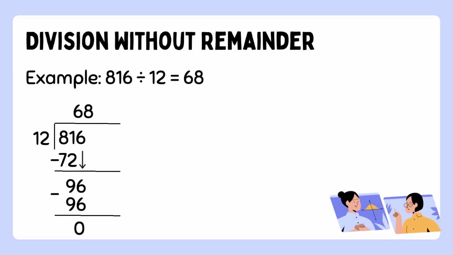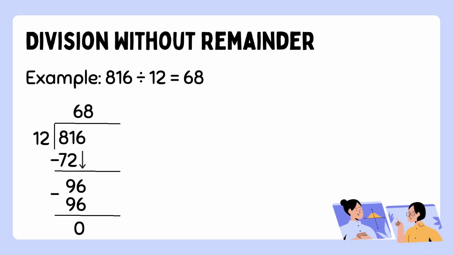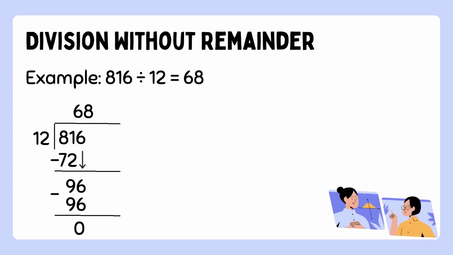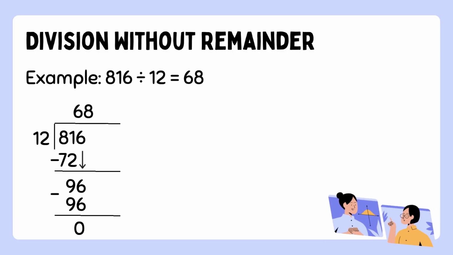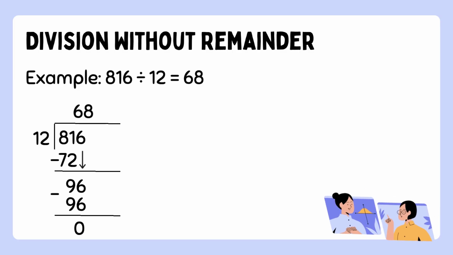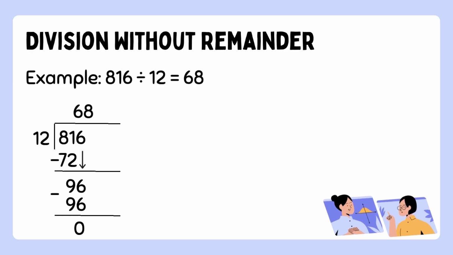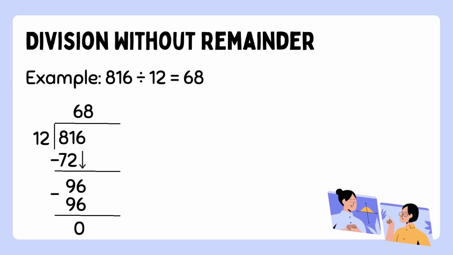Common mistakes to watch for. Trying to divide with just the first digit, 8, instead of the first two digits, 81. Picking too large a digit, like 7 times 12 equals 84, greater than 81. Forgetting to bring down the next digit. That completes 816 divided by 12 equals 68.